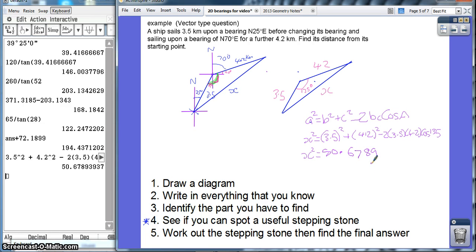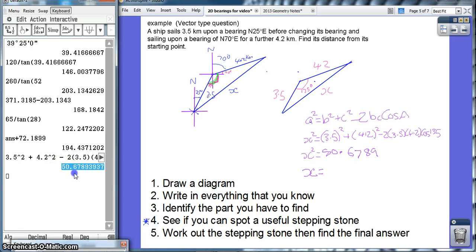And the most important thing you recognise here is that this is x squared. The most common mistake that people make with this is leaving it, or not even writing this in, just writing x equals and then that value of 50.6789. So we need to take the square root of that in order to find x. So it's going to be the square root of 50.6789.